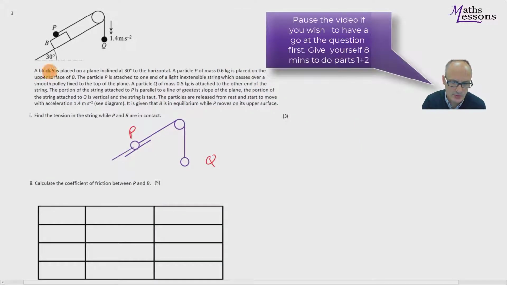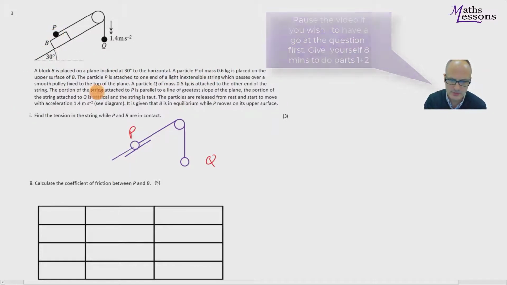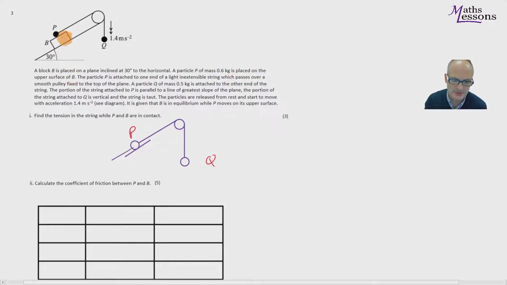So here it is. We've got a block B placed on a plane inclined at 30 degrees. Particle P here, mass 0.6 kilograms, is placed on the upper surface of B. Particle P is attached to one end of a light inextensible string that passes over a smooth pulley. That means there's no friction. Fixed to the top of the plane. A particle Q, mass 0.5, is attached to the other end of the string.